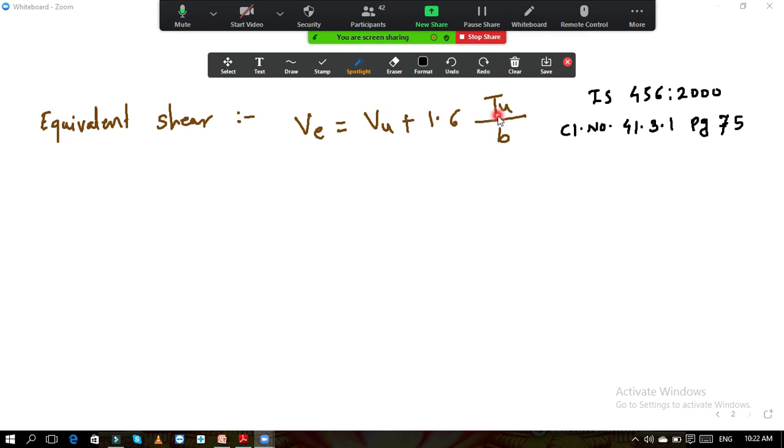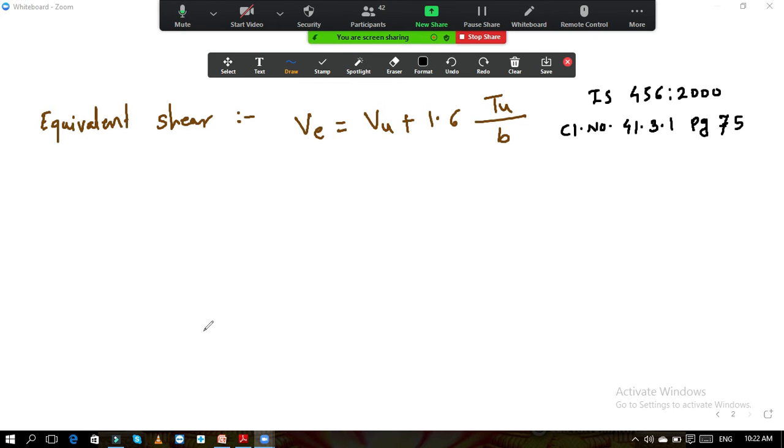In Me1 also, what is the formula? Mu, that is your original bending moment, plus Mt. That plus Mt is nothing but the additional moment or addition of torsional effect. So this is the formula for equivalent shear.